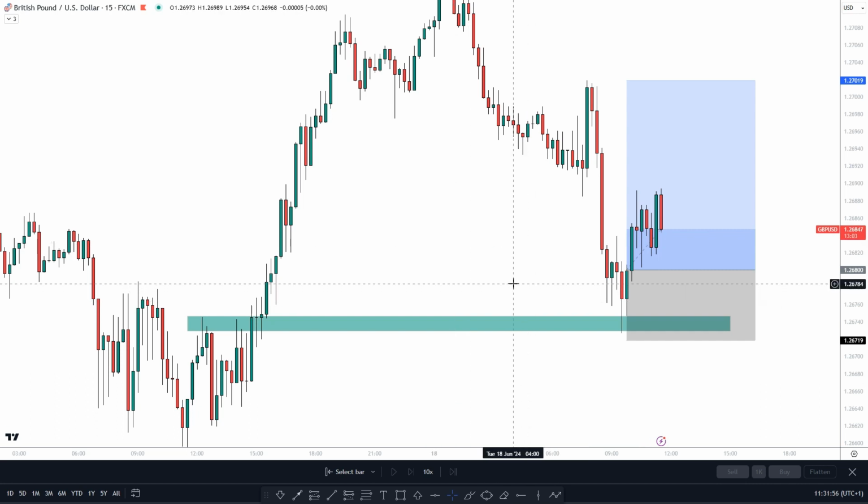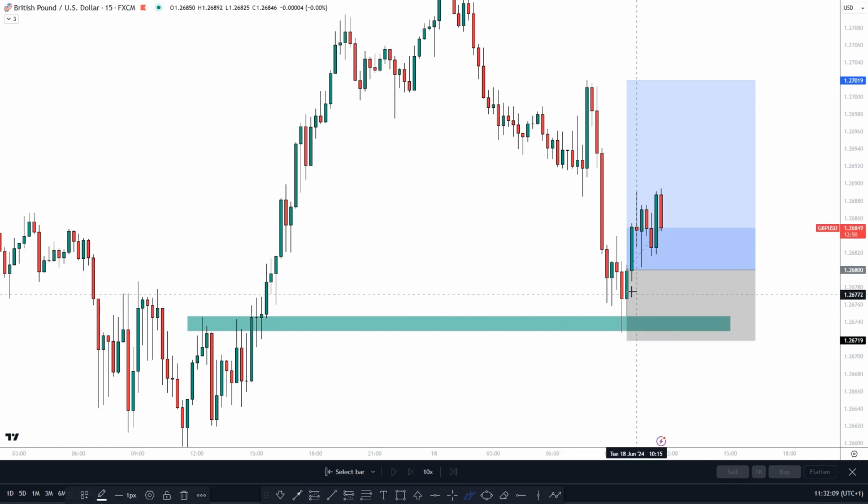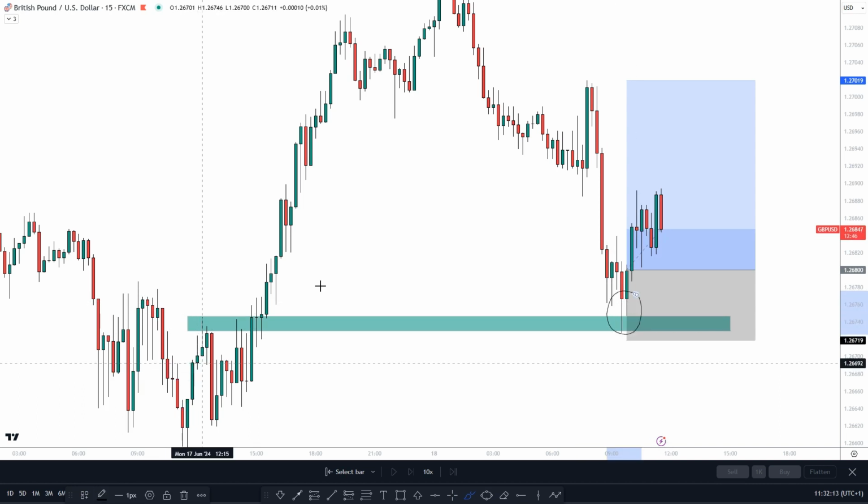Okay, another thing that I want to show you in this example is rejections. So as you can see here, a rejection is basically just, if I get the pen, basically just this right here, and let me change the color of it like so. This is basically rejections. This basically shows that price has come into the level, and these wicks show that price is failing to push lower.